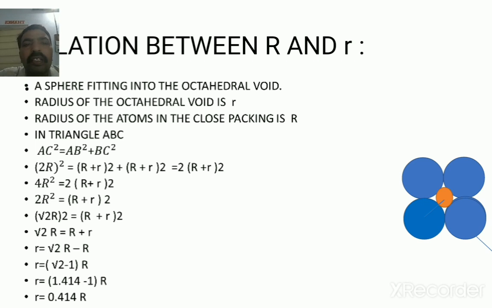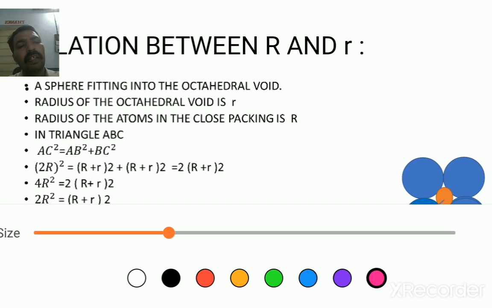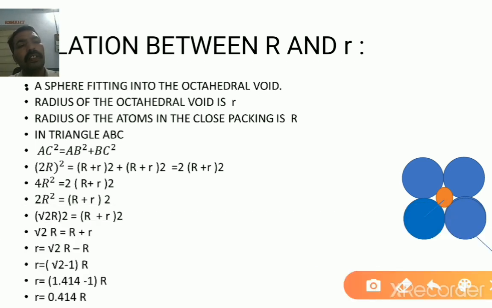Now, a very important topic. One question is also given in the exercise: the relation between capital R and small r. What is meant by capital R and what is meant by small r? Consider the radius of the octahedral void as small r. This is an octahedral void. The octahedral void is made by contact between six constituent particles, six atoms: one atom, 2, 3, 4.